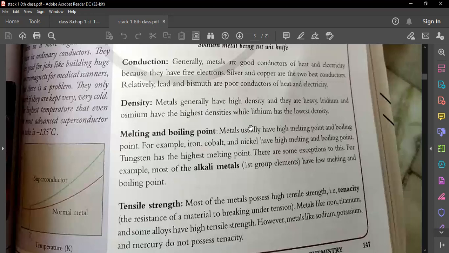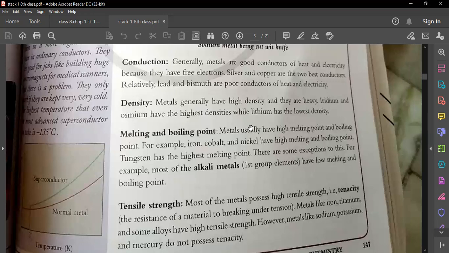Resistance of a metal to break under tension is called tensile strength. Any doubts in this? No, sir. Most metals possess high tensile strength. That means tenacity. Tenacity is nothing but the resistance of a material to break under tension.